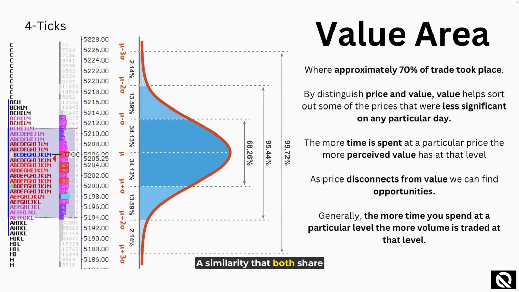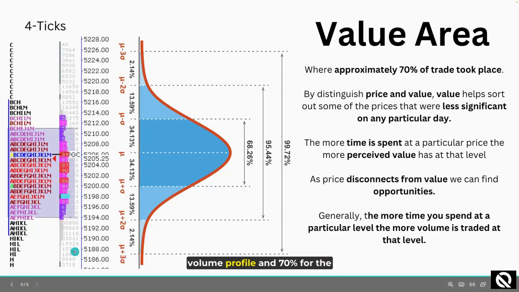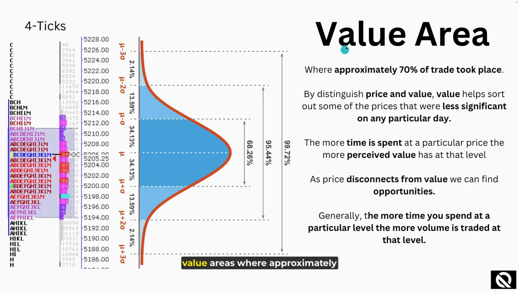A similarity that both share is the value area. So some traders again like to use 68% because of the normal distribution right here for the volume profile and 70% for the market profile, okay? Value area is where approximately 70% of trade took place, okay? So if 70% of the trade took place right here, if the market tries to disconnect from this area right here, there are pretty good odds that we will at least revisit this area right here.